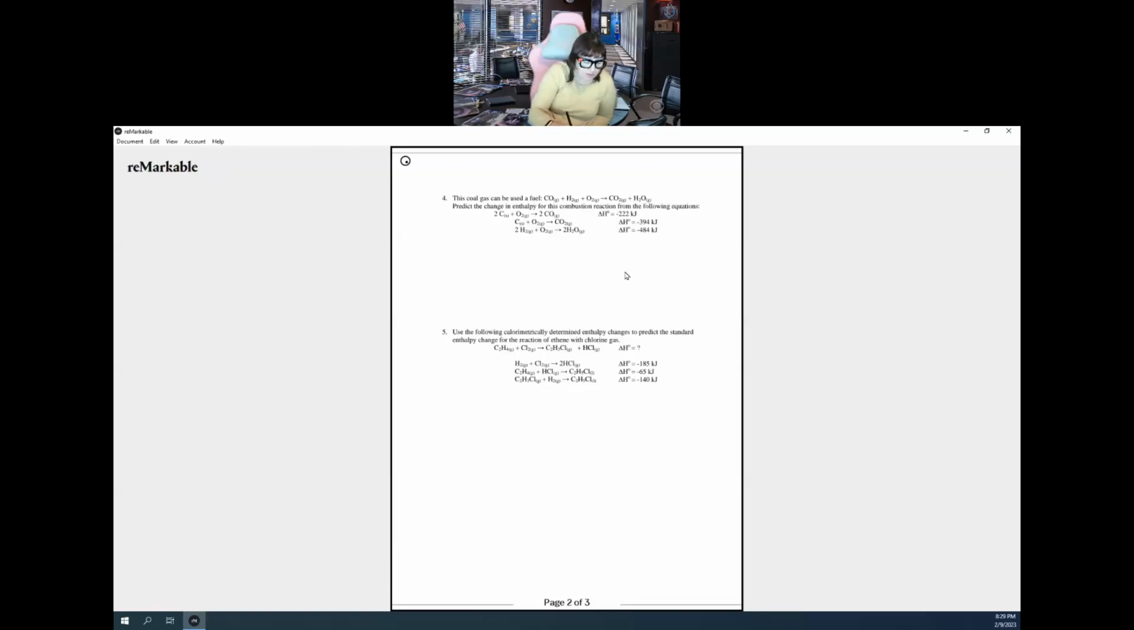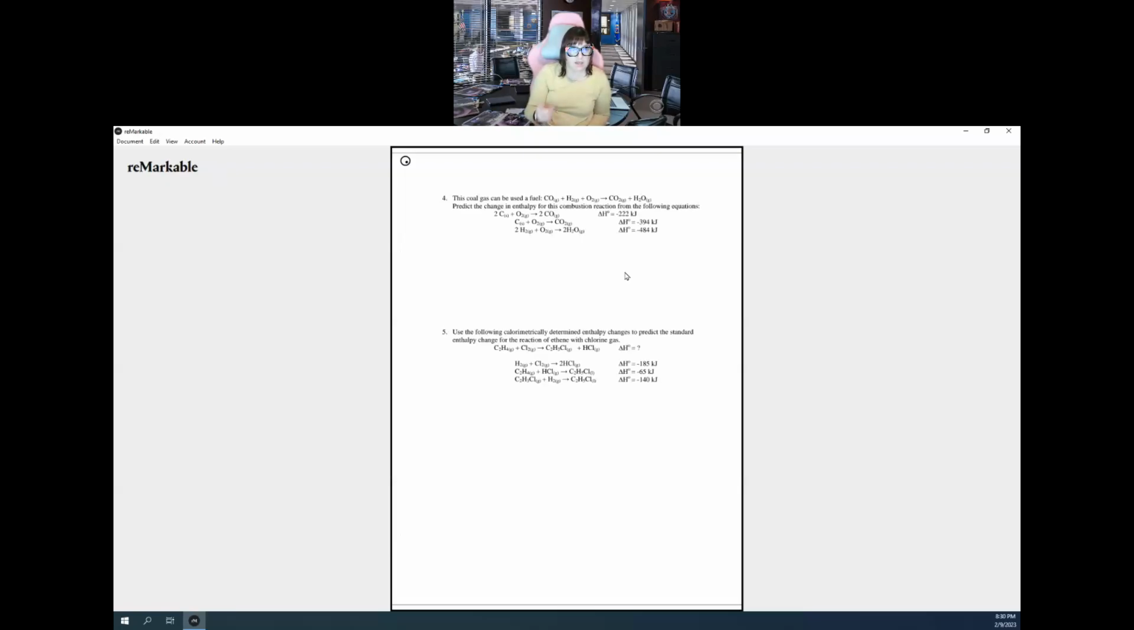Couple more. Only a couple, I swear. This coal gas can be used as a fuel. So CO gas plus H2 gas plus O2 goes to CO2 plus H2O. Predict the change in enthalpy for this combustion reaction from the following equations. So we have that 2C(s) plus O2 goes to 2CO. We had that before. C(s) plus O2 goes to CO2. And 2H2 plus O2 goes to 2H2O gas.